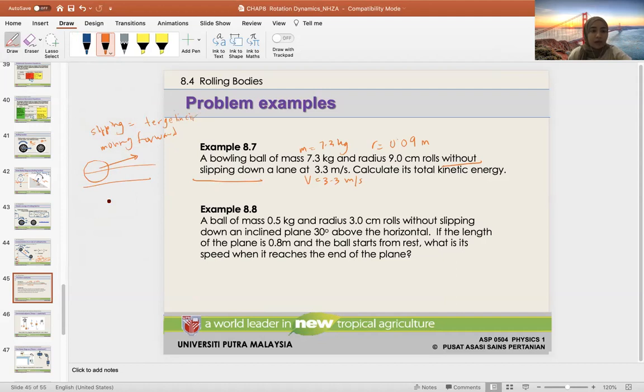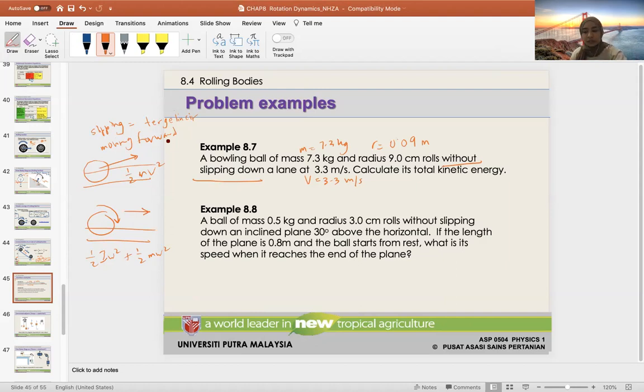If I am rolling without slipping, which means that my ball is rotating as well as moving forward, here I have both 1/2 I omega squared and 1/2 mv squared. If I am slipping, I only have 1/2 mv squared, because bila saya tergelincir, saya tak rotate. If you can imagine, kalau bola tu tengah tergelincir, dia tak berputar. Dia hanya bergerak ke depan.